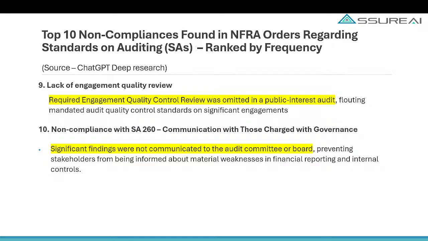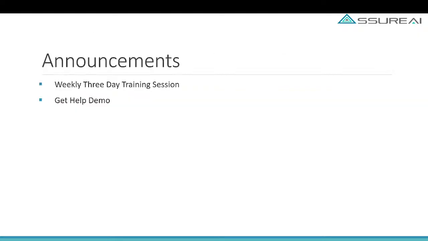Required engagement quality control review was omitted in the public interest audit. So EQCR can be added and can be part of the assignment. Significant findings not communicated with the audit committee or board. Here from the comment section, you have a framework where you can directly communicate with the client either at the CFO level or audit committee. So you just simply need to hashtag them and automatically the communication will go.